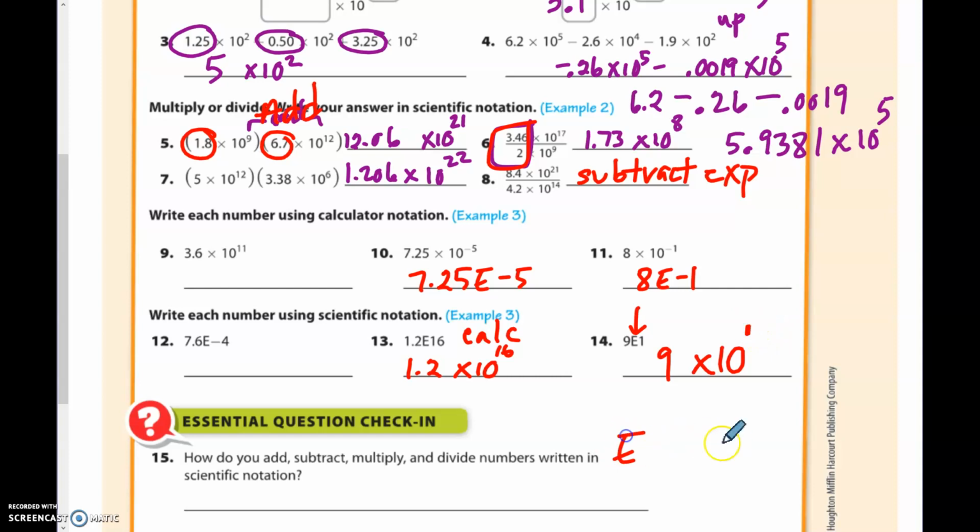So e represents times 10, because they just can't get that leveled out on your calculator. All right, hope this helps, and good luck with your homework assignment for today.